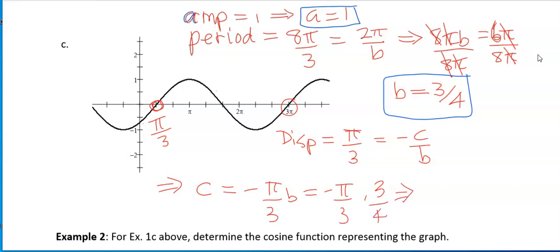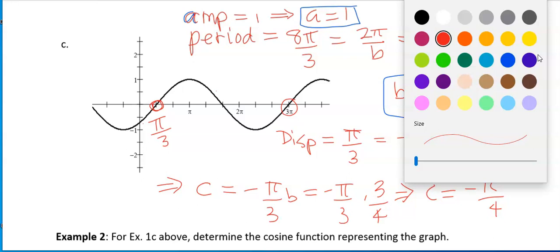So look at this, ladies and gentlemen. C is going to equal negative what? Pi over 4. And there's your C.